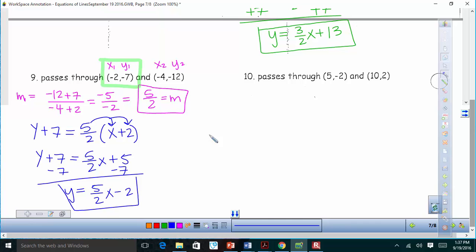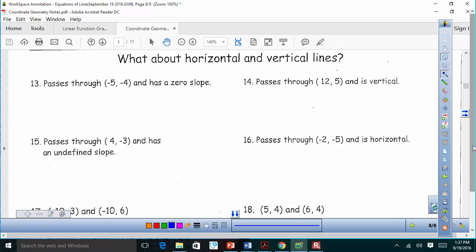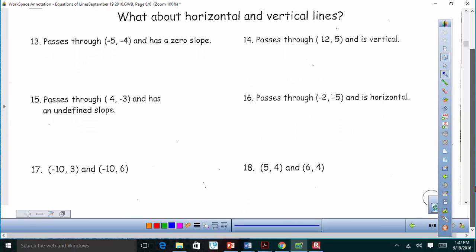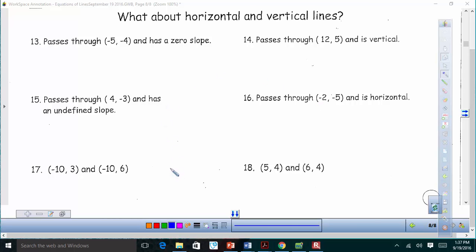Okay, so everybody's perfectly fine with all of those. Okay, let's talk about vertical and horizontal lines next then. Looking at 13 through 18, all of these are either a vertical or a horizontal line. So let's talk really quick about vertical and horizontal lines and our x and y axis.